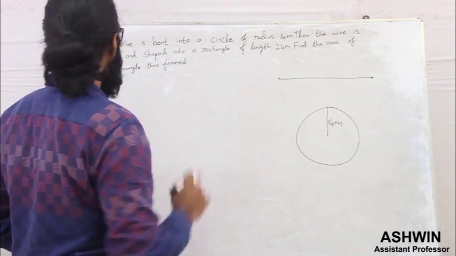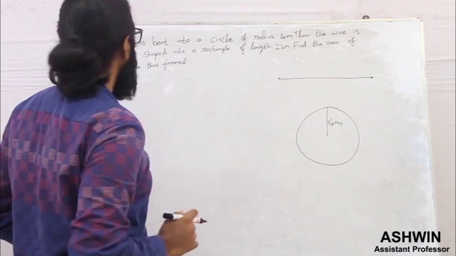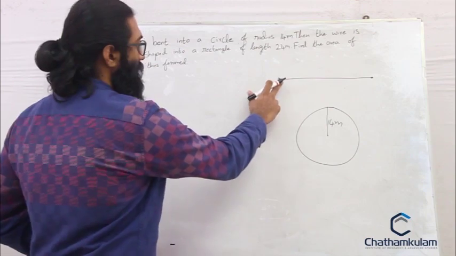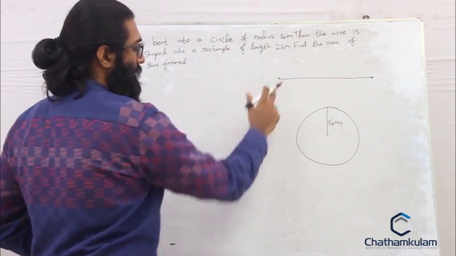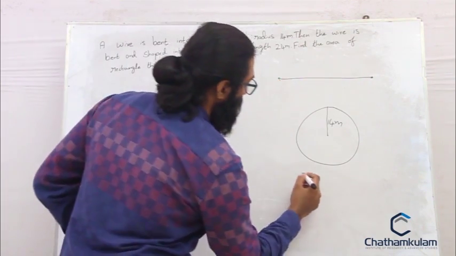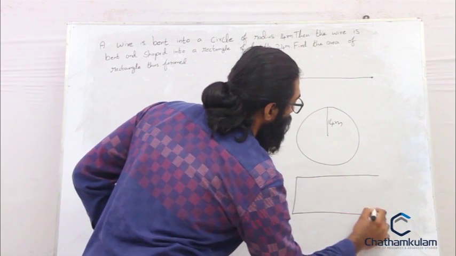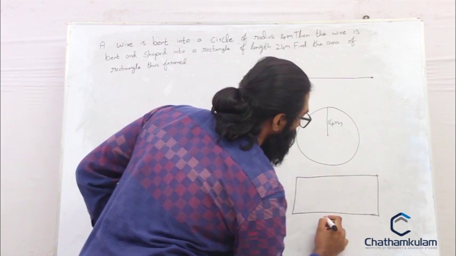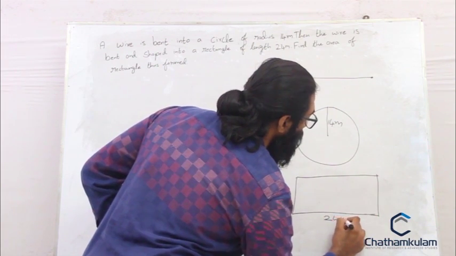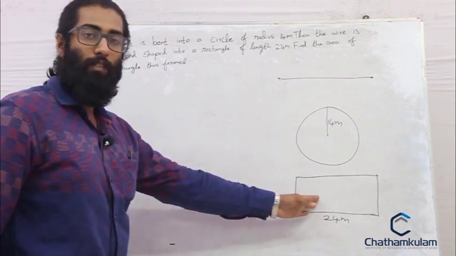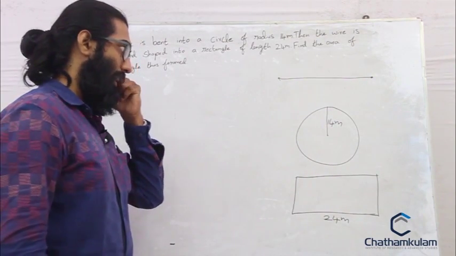Then the wire is bent and shaped into a rectangle, right? So this same wire is then bent into a rectangle of one side 24 meter. So one side is 24 meter. Find the area of the rectangle thus formed. We have to find the area of the rectangle.